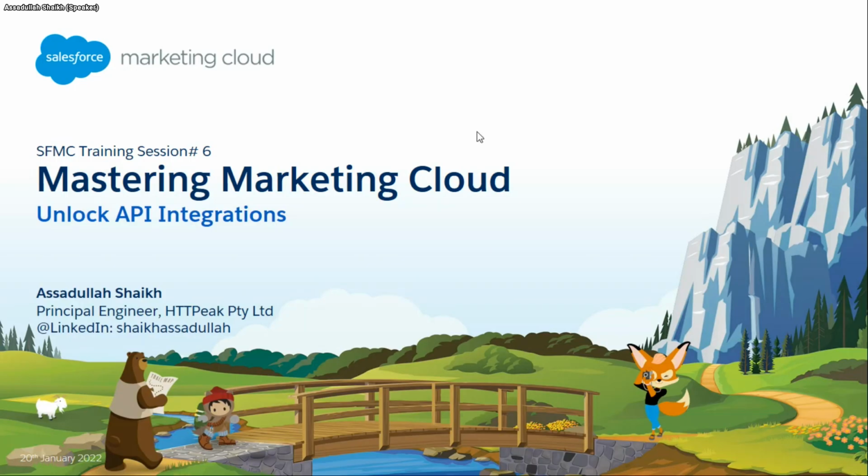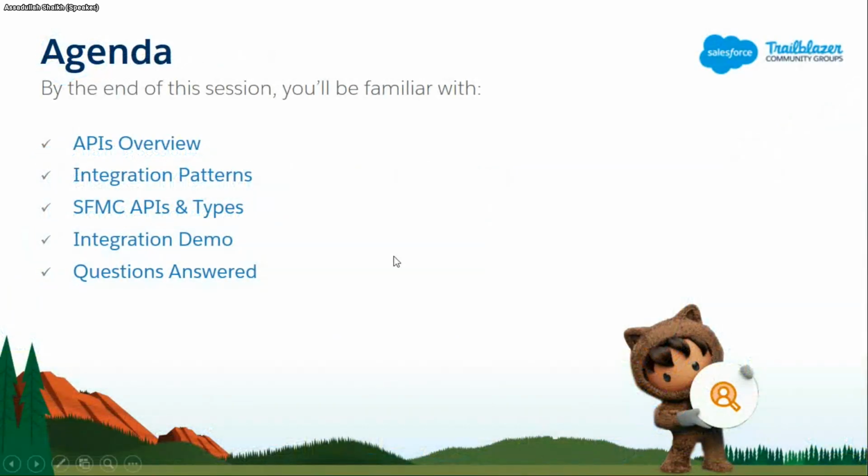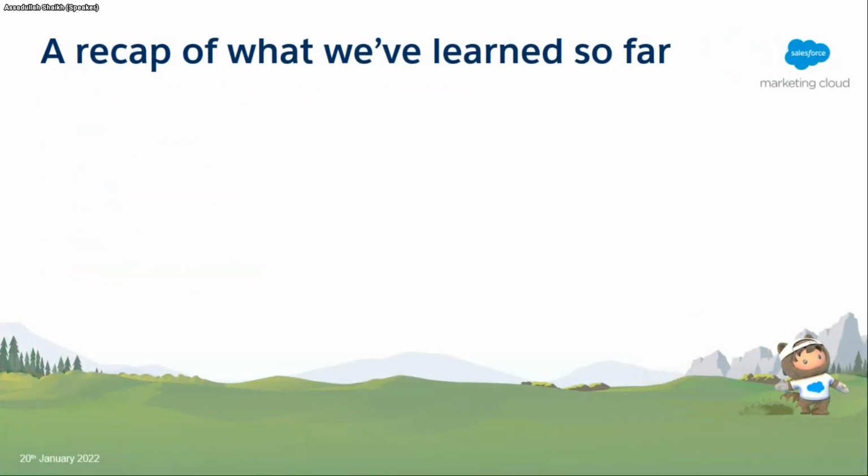So the agenda for today's session is going to be about APIs. We'll be very briefly discussing what APIs are and what the integration patterns are before we jump directly into the Salesforce Marketing Cloud APIs and its types. I just want all of you to have a brief overview of what APIs are and why we need APIs, right?